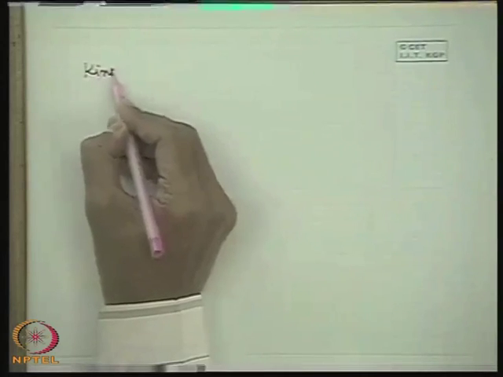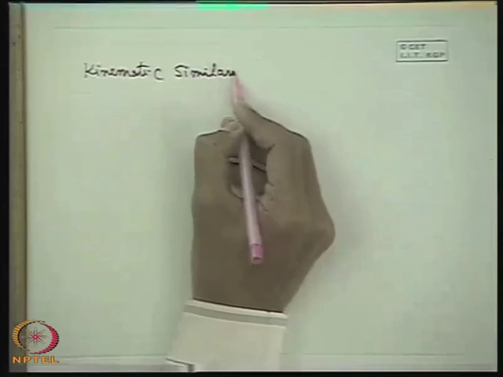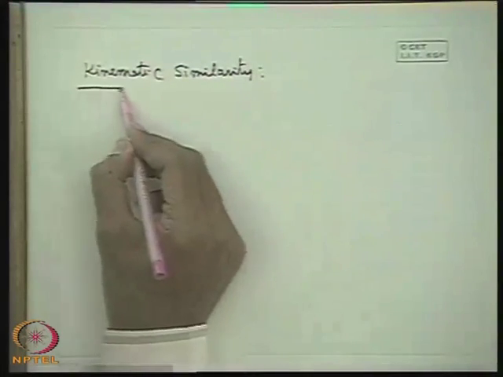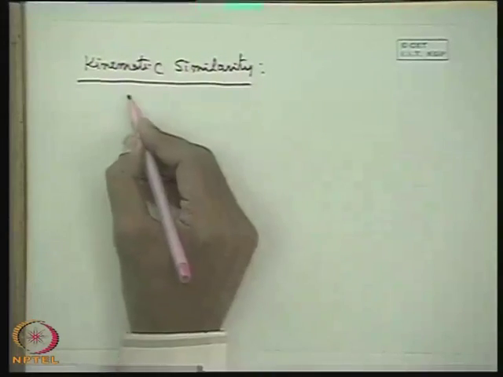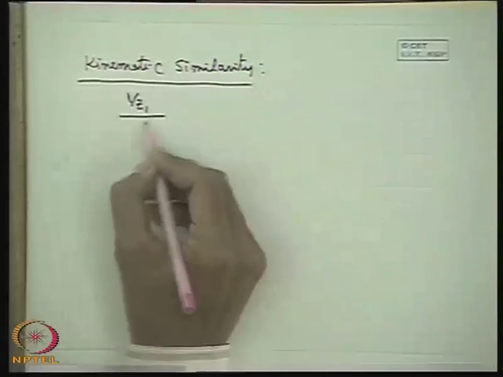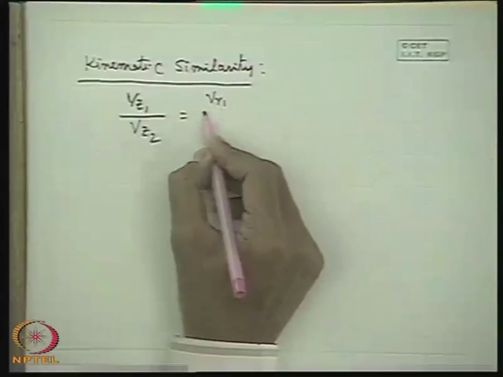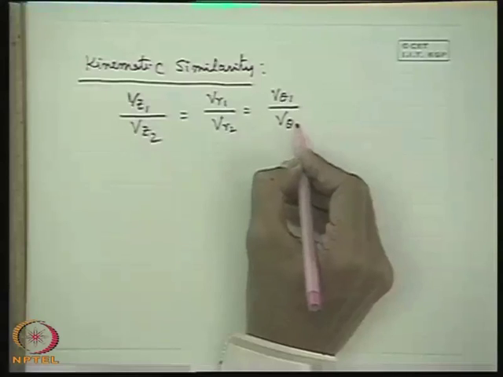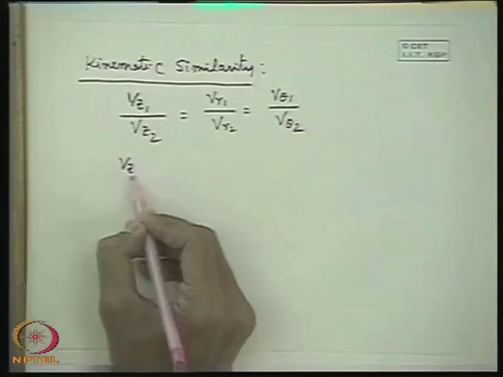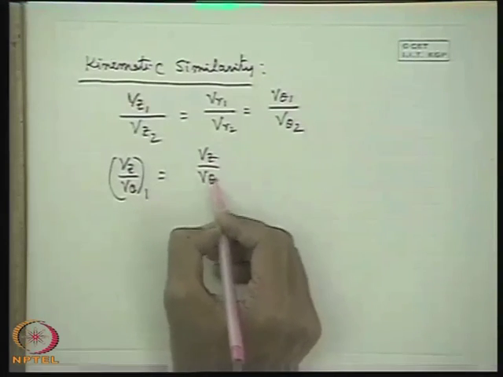Kinematic similarity is very simple. Kinematic similarity is the similarity of motion. That means the ratio of the corresponding velocities at similar points between two systems will be equal. That means Vz in one system to Vz in the other system is equal to Vr, the radial velocity in one system, to the radial velocity in the other system, and the tangential velocity likewise. Or we can represent that the ratio of axial to tangential velocity in one system is the ratio of axial to tangential velocity in the other system.